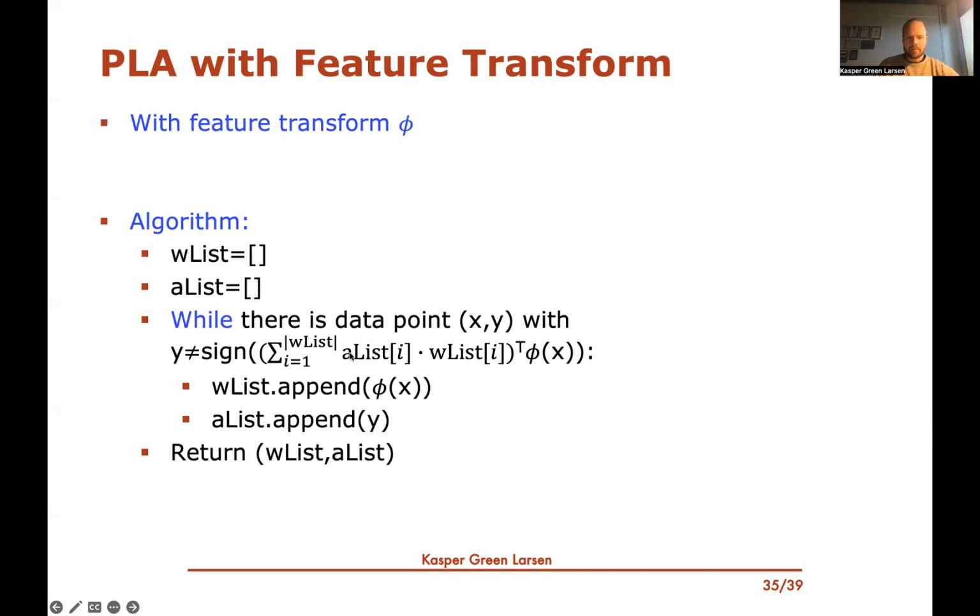Now, using linearity of inner product, I can also move the sum outside, so the inner product goes in here. I sum over all the individual elements of the list, take the coefficient, and multiply it onto the inner product between the ith element in the W list and the feature transformed X. This ith element is just some original input point that was added to the W list, but feature transformed.